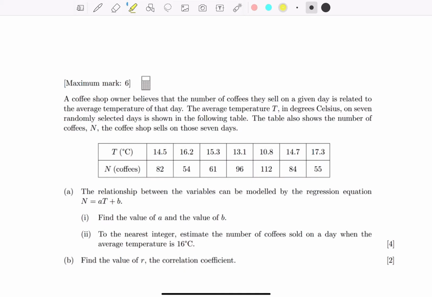We are going to jump right into this. This looks like a paper two because I can see the calculator sign. And so we're going to really get this one done here.